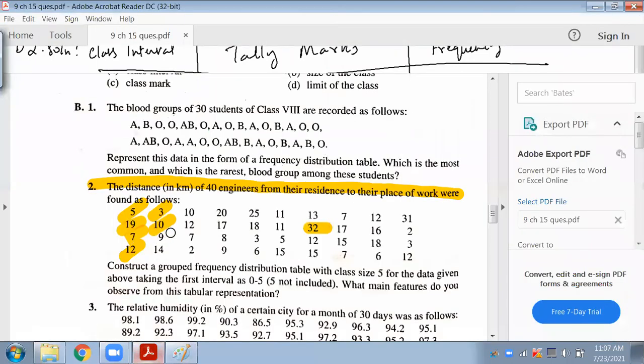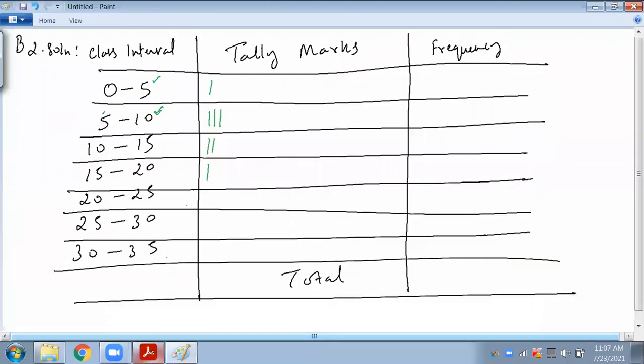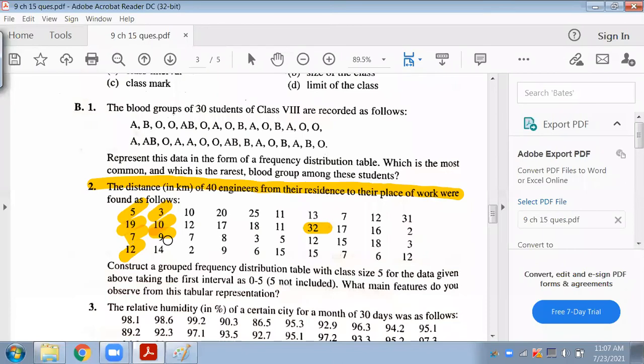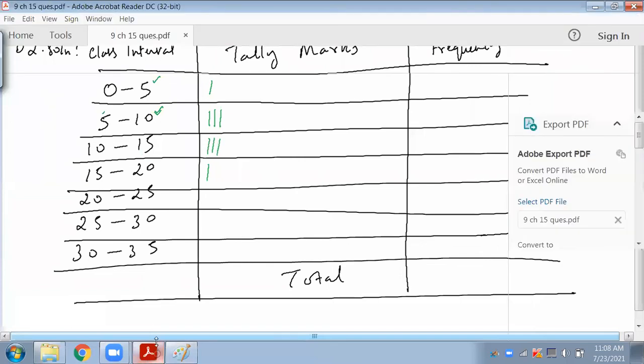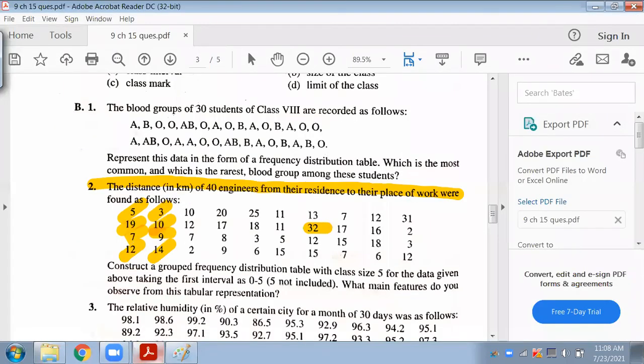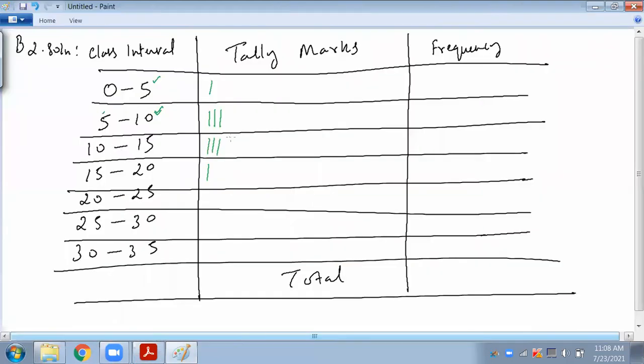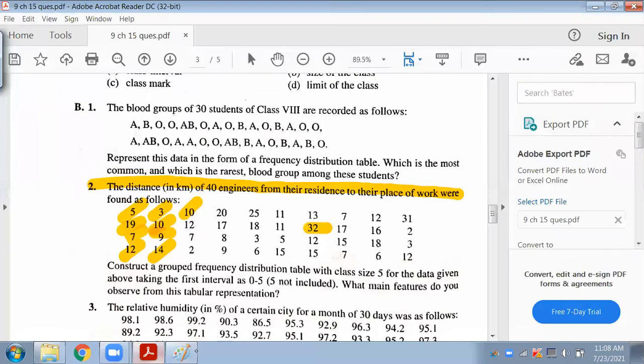Then 9. 9 will be where? Between 5 to 10, so put it there. Then next is 14. 14 will be in between 10 to 15, so put it near that. Then again 10. Again it is 10, so we'll not put it in the first one, but in the second one. 12. 12 is where? In between 10 to 15, so put it.